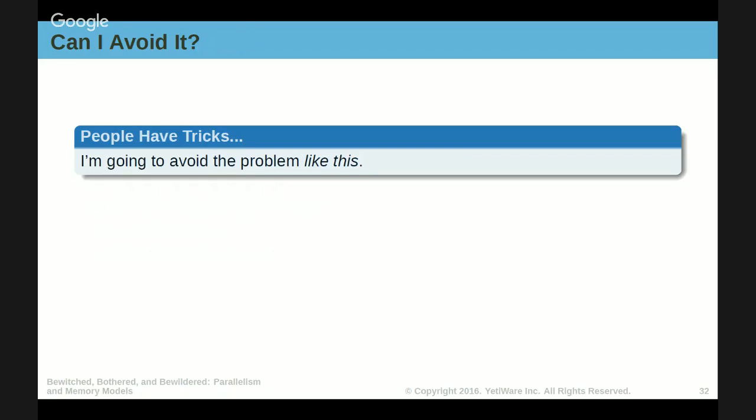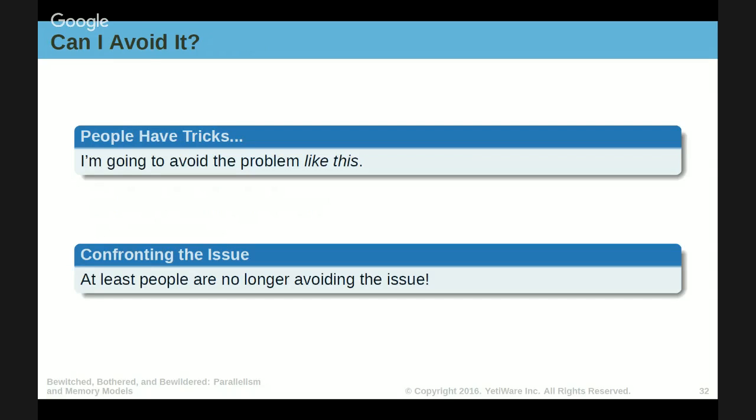So people also say, okay, look, we know we have to have a memory model, but can we avoid it? I'm going to avoid the problem in this way, right? So we still don't have anything formally defined. We're just going to play all sorts of tricks and try to get around it. So people at least are no longer avoiding the issue, they're actually confronting it, right?